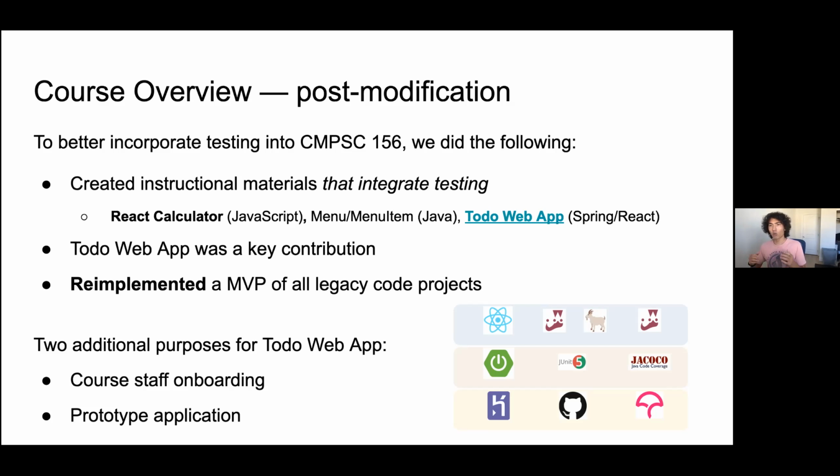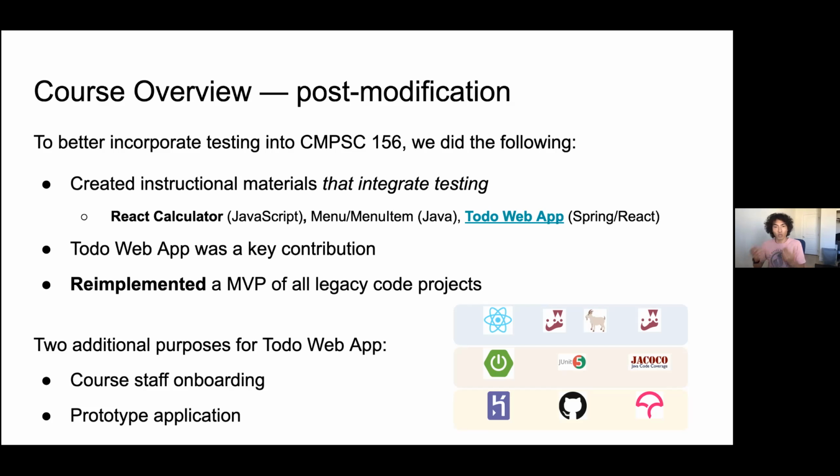It also was important because it served as a prototype application from which we could cut down and pare out functionality to make a prototype to build new assignments off of, and in this case, re-implement all of the MVPs for the legacy code projects, which is a lot faster than starting from complete scratch.